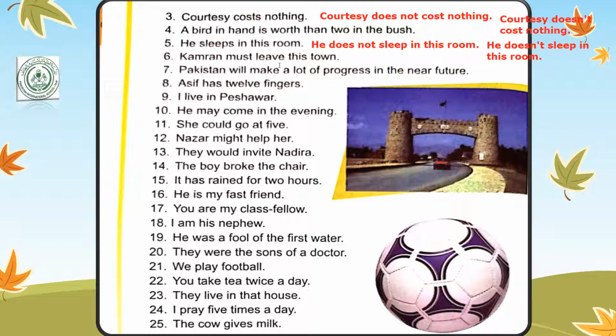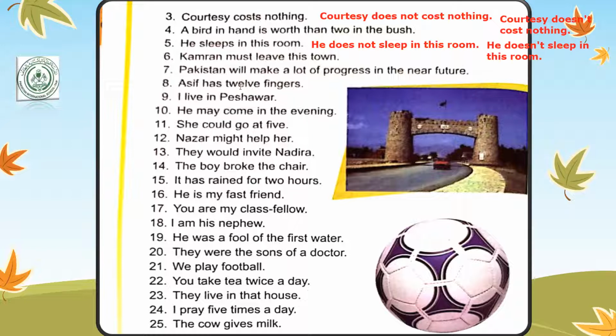Number three, Kamran must leave this town. Kamran must not leave this town. Kamran mustn't leave this town. Number four, Pakistan will make a lot of progress in the near future. Pakistan will not make a lot of progress in the near future. Pakistan won't make a lot of progress in the near future. Won't, will not, once, and second won't.